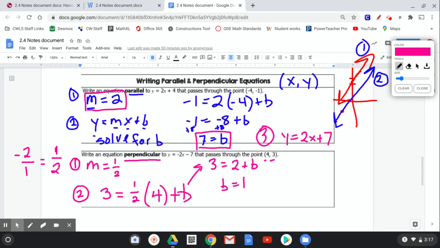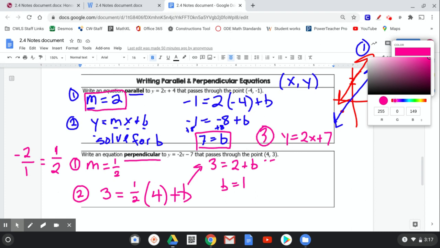So our third and final step, again, let's change colors here. Let's go to an orange. Our third and final step is writing our equation: b equals 1, m equals 1/2. So y equals 1/2 x plus 1. That's it. That's all you have to do.